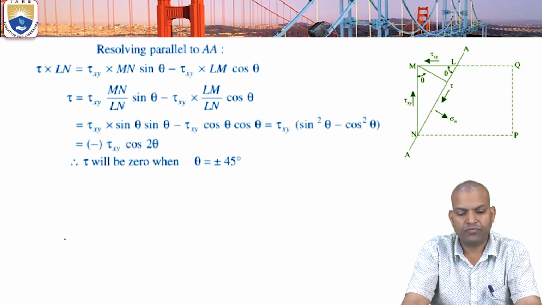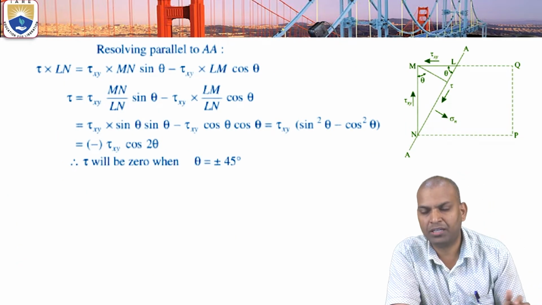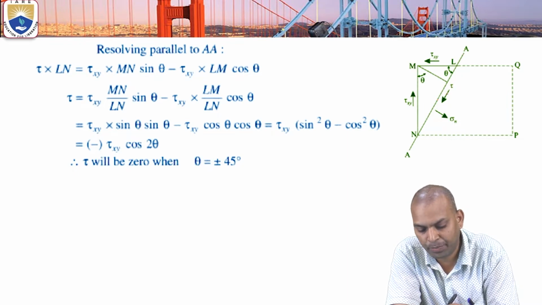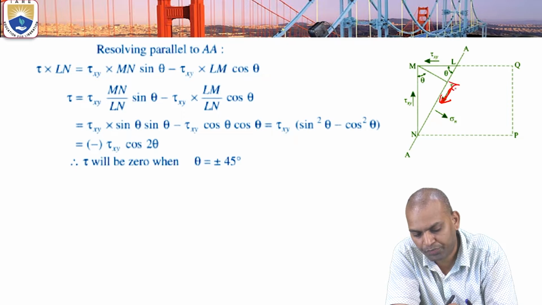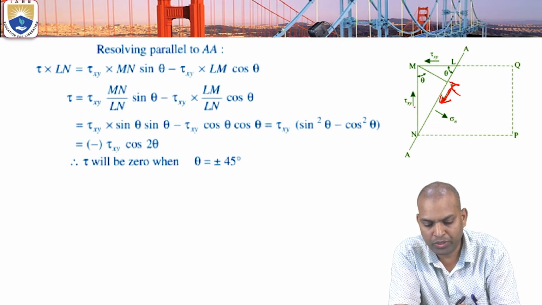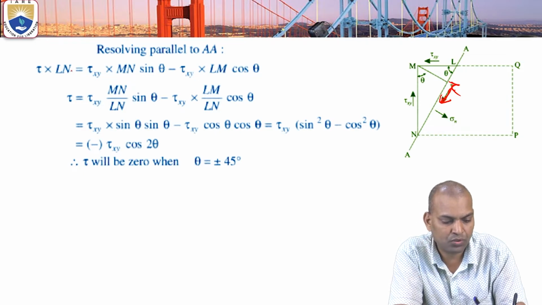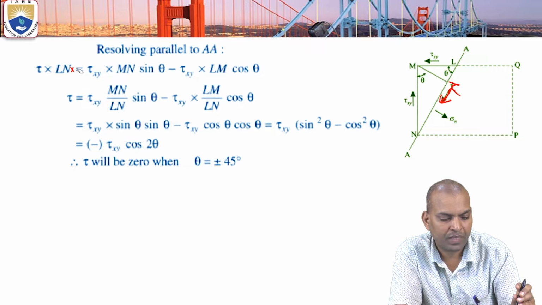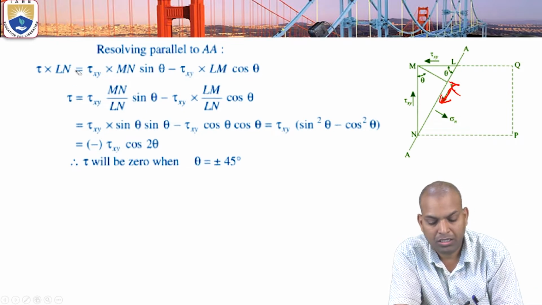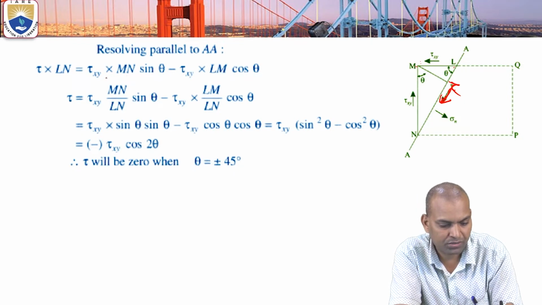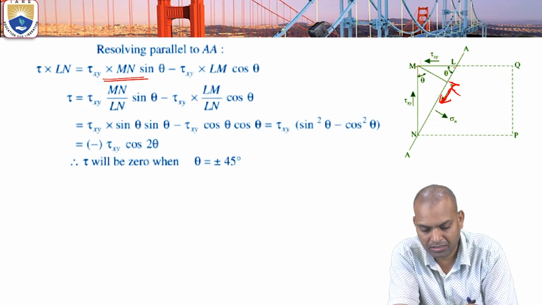Now, after this, we have to resolve parallel to the sectional plane AA. Now perpendicular is sigma n. Now parallel to the sectional plane is tau. This is tau into Ln. Downwards means positive. That is tau into Ln times unit thickness. The tau into Ln equals tau xy times, we want Lm cos theta downwards, that is mn cos theta.